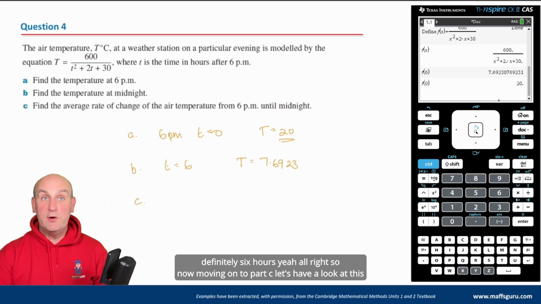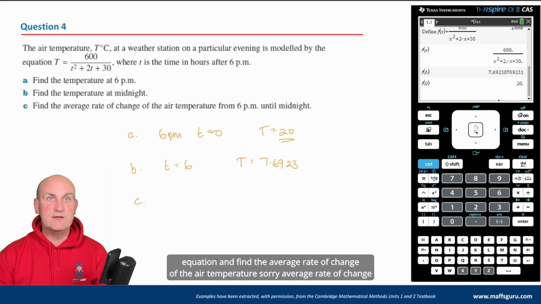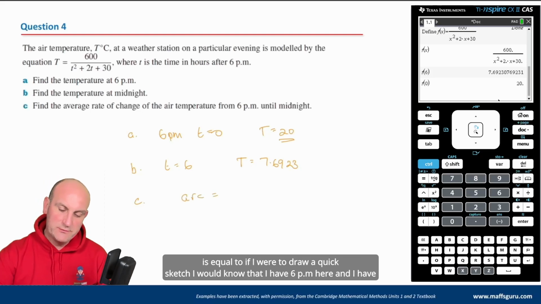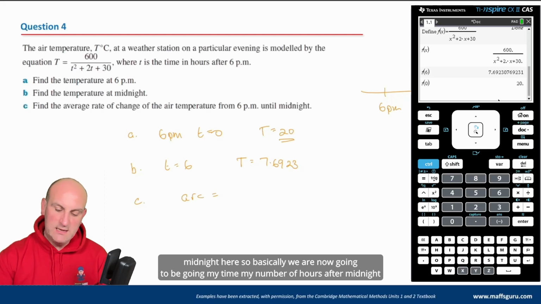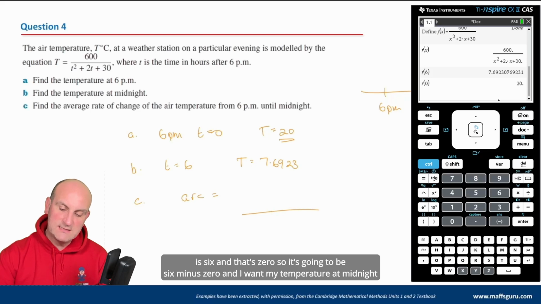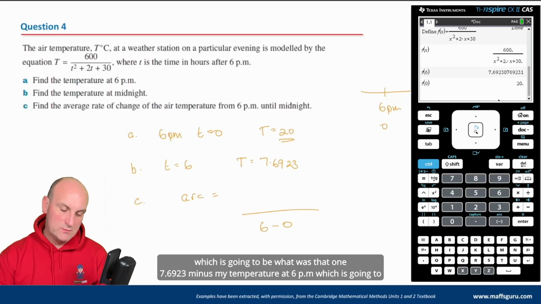All right, so now moving on to part C, let's find the average rate of change of the air temperature. The average rate of change is equal to, if I were to draw a quick sketch, I would have 6 p.m. here and midnight here. My number of hours after 6 p.m. is 6, and that's 0, so that's 6 minus 0. And I want my temperature at midnight, which is 7.6923, minus my temperature at 6 p.m., which is 20.